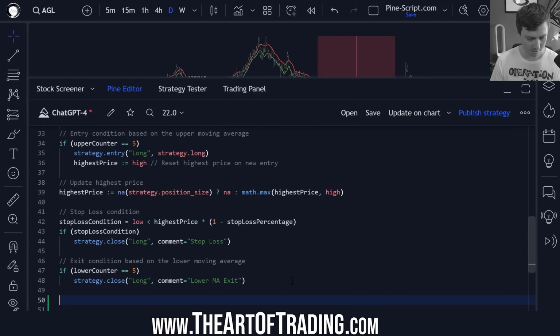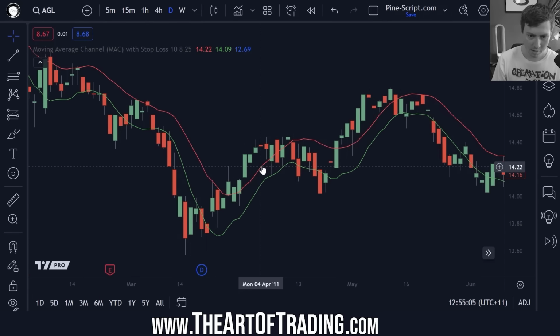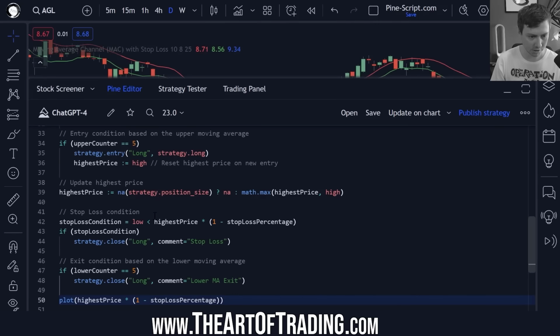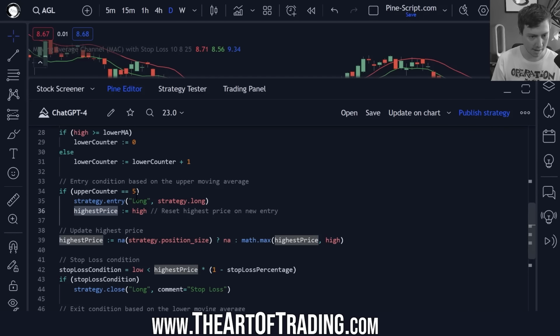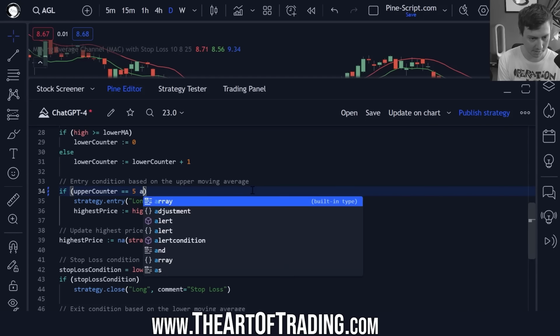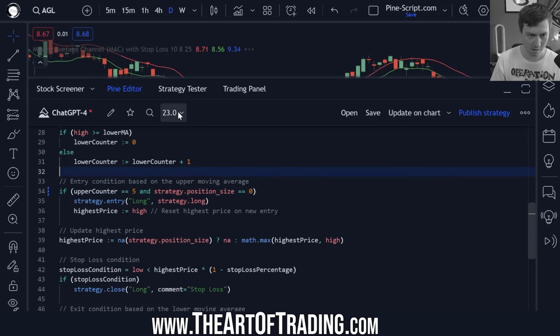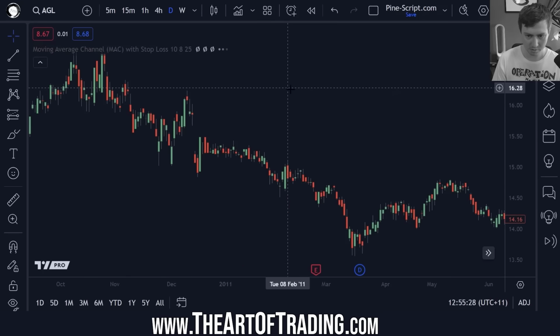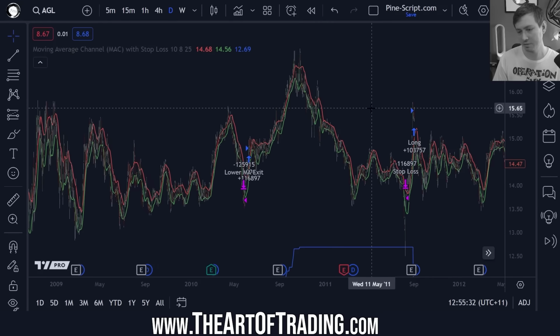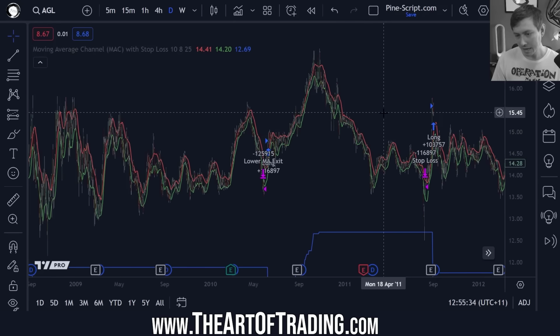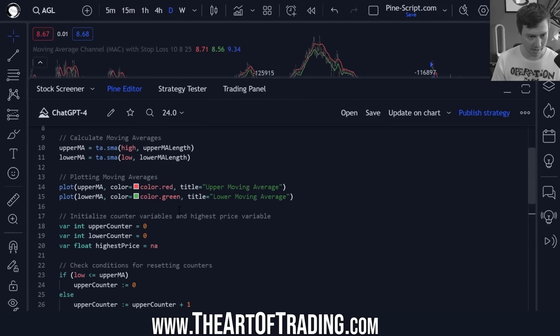Let me add some debug code on the end here to see what's going on. Okay, I see what's happening. Here was a new entry setup. 1, 2, 3, 4, 5 bars printed above our upper band. I'm guessing that condition resets our highest price, and it does. So if I change this to say and strategy.position_size equals 0, that should fix that issue. Let's have a look. There we go. Perfect. Fixed it.